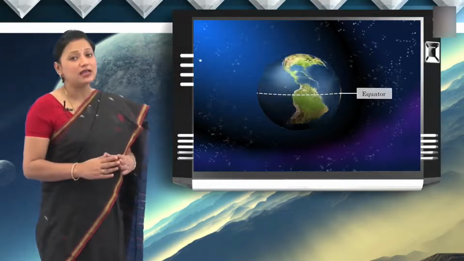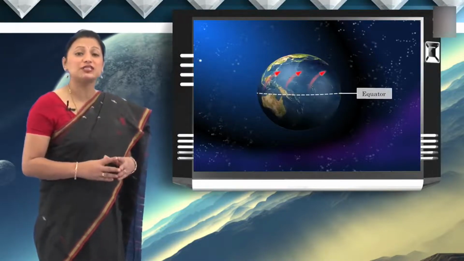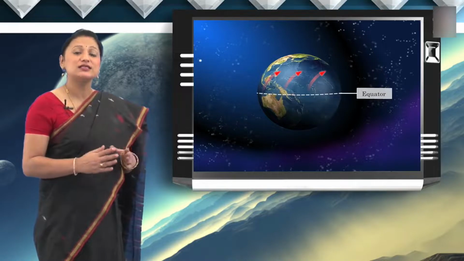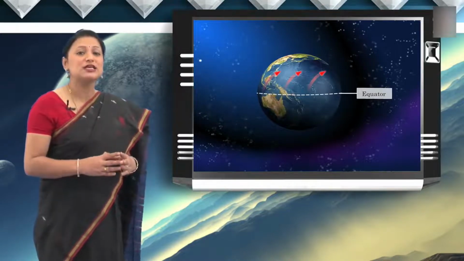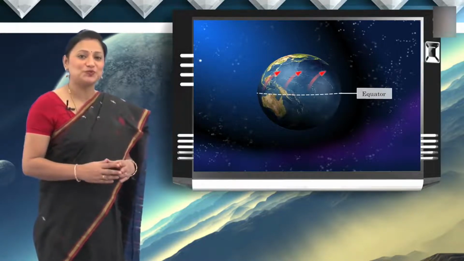Now, let us understand what makes the winds blow on the earth. Wind is air in motion. It is produced by the uneven heating of the earth's surface by the sun. As the sun warms the earth's surface, the atmosphere warms too.